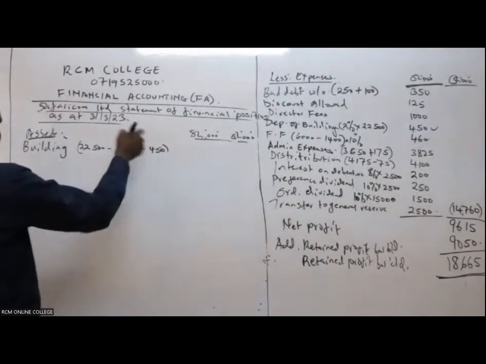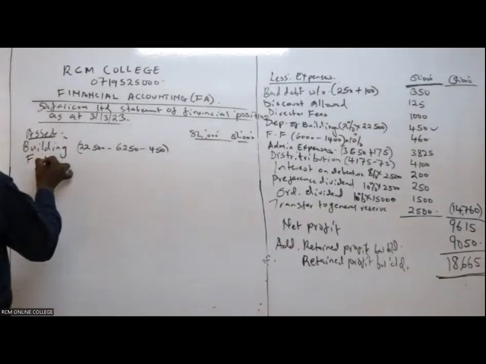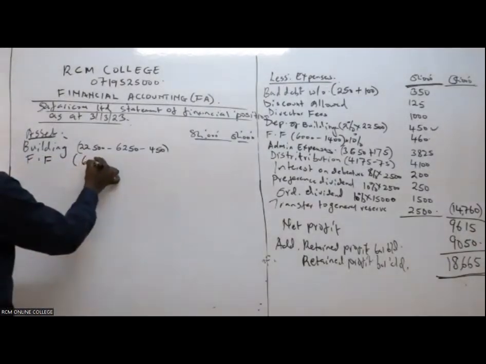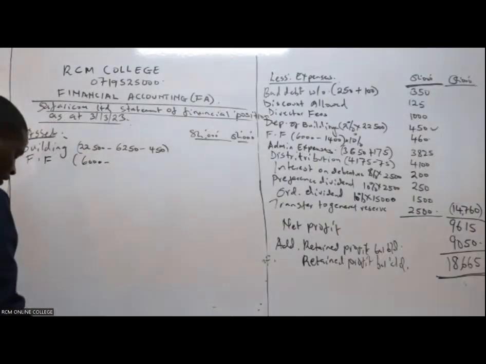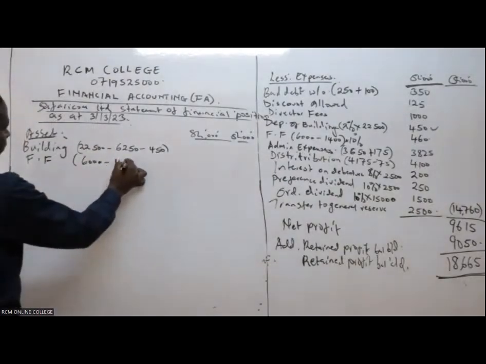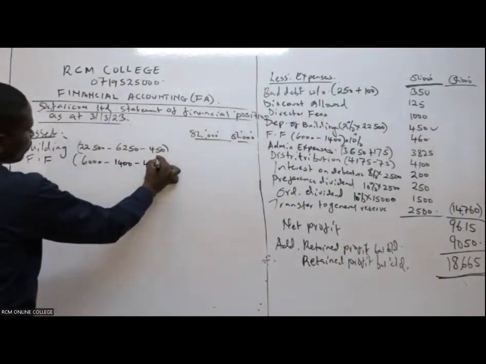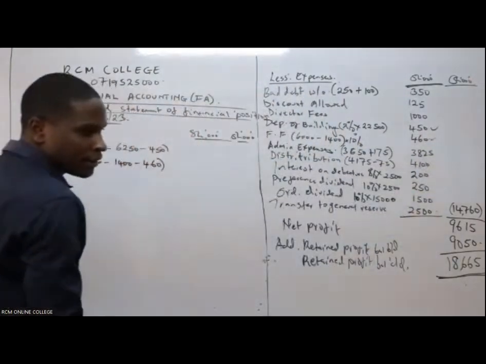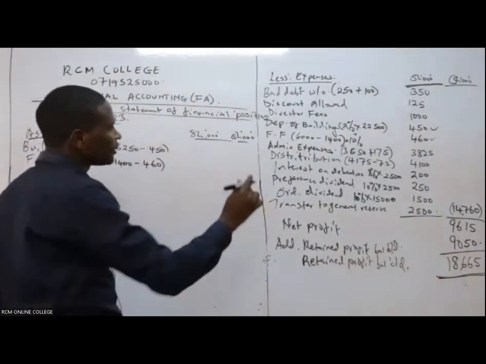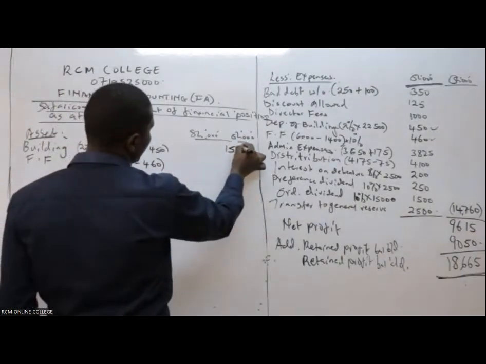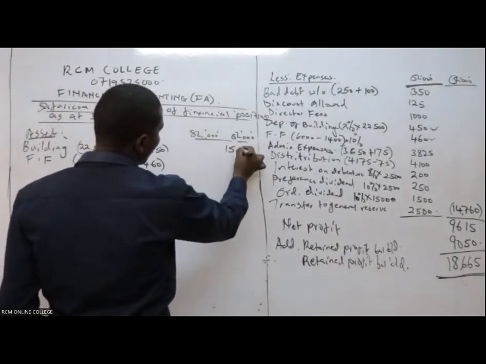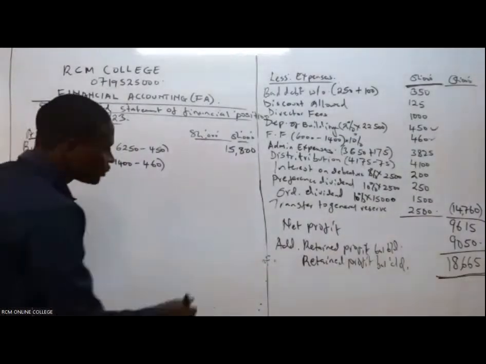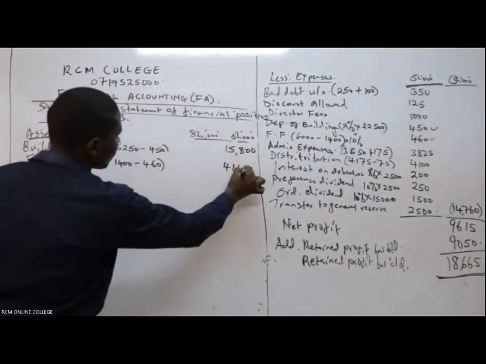So give me that as we go to furniture and fitting. Furniture and fitting cost was 6,000. I minus the accumulated depreciation of 1,400, and then minus 460, which was depreciation for the year. I hope you remember. Then 15,800, thanks Sharon. Sharon is doing a good job. This one will take us 4,140. Thanks, 4,140.